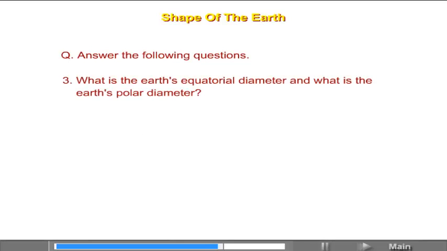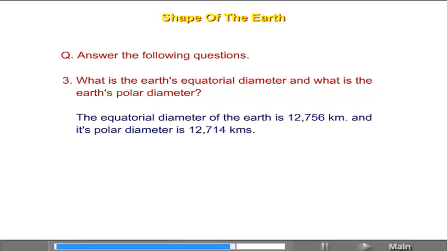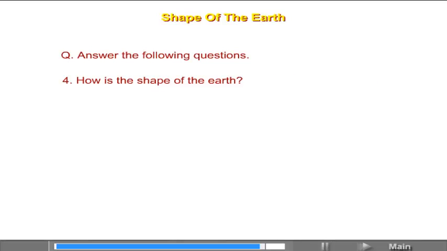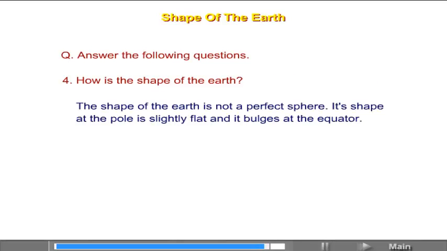What is the Earth's equatorial diameter and what is the Earth's polar diameter? The equatorial diameter of the Earth is 12,756 kilometers and its polar diameter is 12,714 kilometers. How is the shape of the Earth? The shape of the Earth is not a perfect sphere. Its shape at the poles is slightly flat and it bulges at the equator.